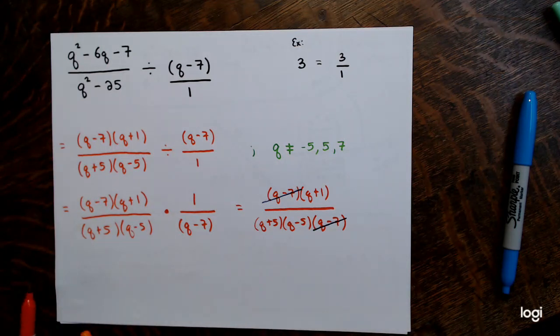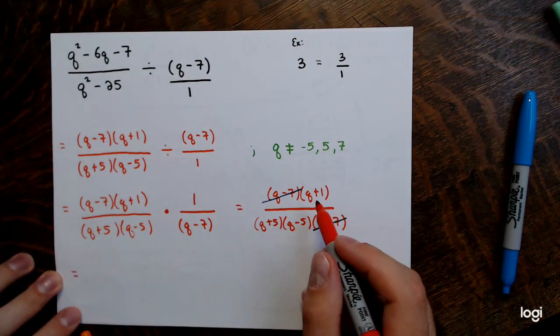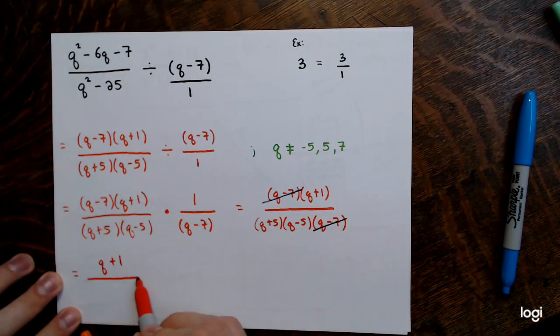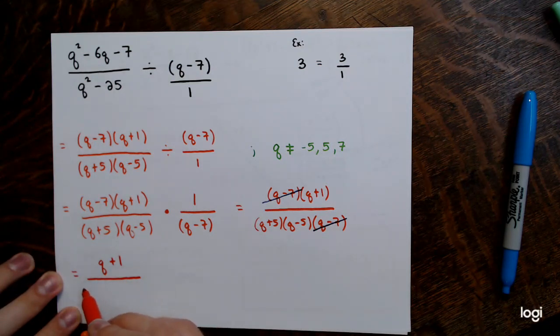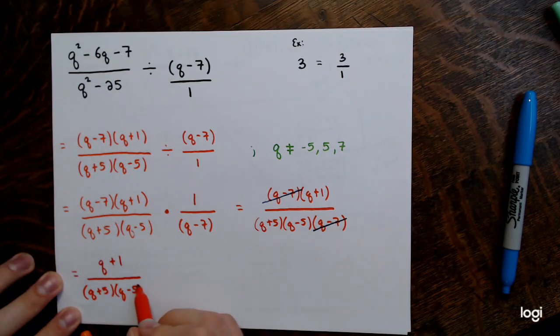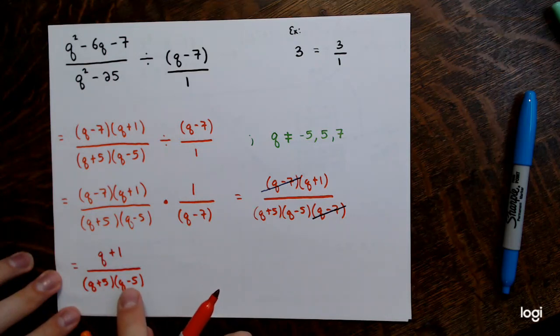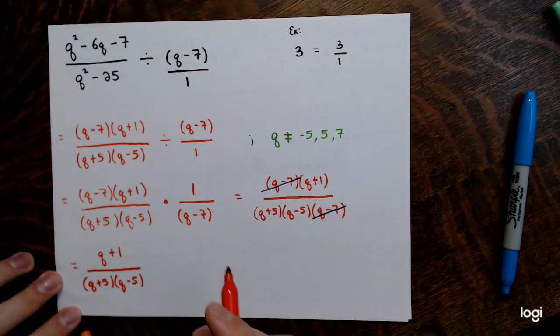Alright, so when all's said and done, I've got q plus 1 in the numerator over, and again, since it's the only factor, you can put parentheses around it, but it's really not necessary. So I'm going to write q plus 1, no parentheses, divided by, and then in the denominator I have factors of q plus 5 and q minus 5. And again, you can leave it like this or make this into q squared minus 25. It doesn't matter, right? But it is simplified. There are no factors now common to the numerator and denominator.